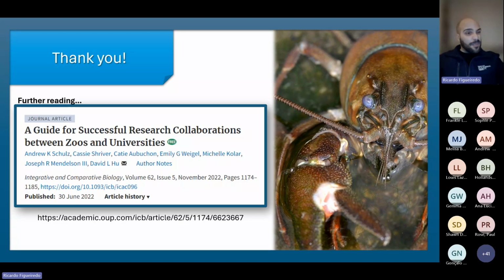And that's it, just a bit of further reading if you're interested in reading this paper further, to know some further tips on how to develop really successful research collaborations with zoos if you are in a university, or vice versa. I think it's a very, very useful paper.